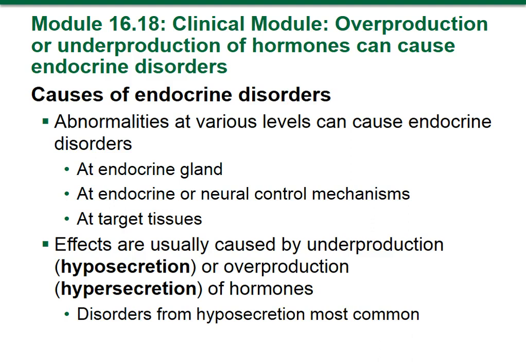So finally, let's talk about some endocrine disorders. A lot of different abnormalities can occur that cause endocrine disorders. It can happen at the endocrine gland. It can be involved with mechanisms that involve the endocrine and neural control. It can happen at the target tissues. And usually we're talking about either underproduction, which is hyposecretion, or overproduction, hypersecretion of the hormones. Most common disorder, though, is hyposecretion.